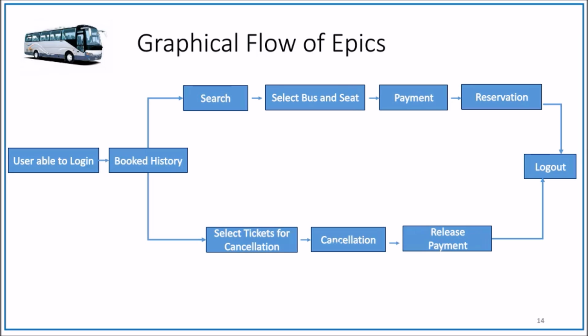The other thing is, from the booked history page, he wants to select some seats which he wants to cancel. Then he does the cancellation, and then a payment should be released, and then he should be logged out. So assume this is how a bus reservation portal graphical flow of major epics looks. These are all epics, not just user stories. Then to achieve each block, you need to have multiple user stories for each of the epics here. First, whenever you are asked to write user stories, you need to think about the proposed system and how the graphical flow of epics is written here.